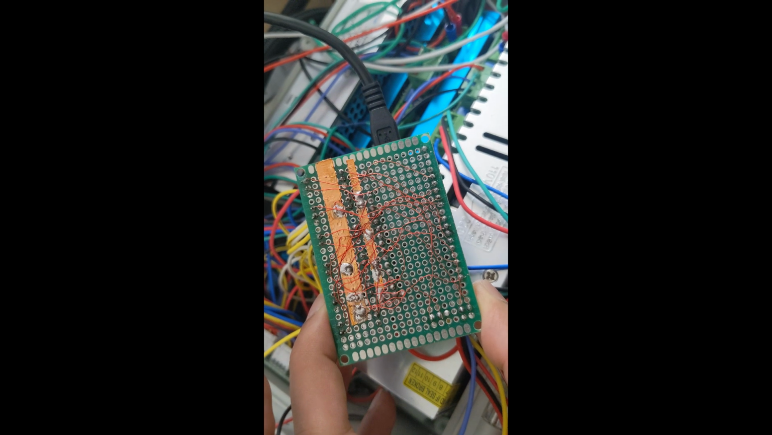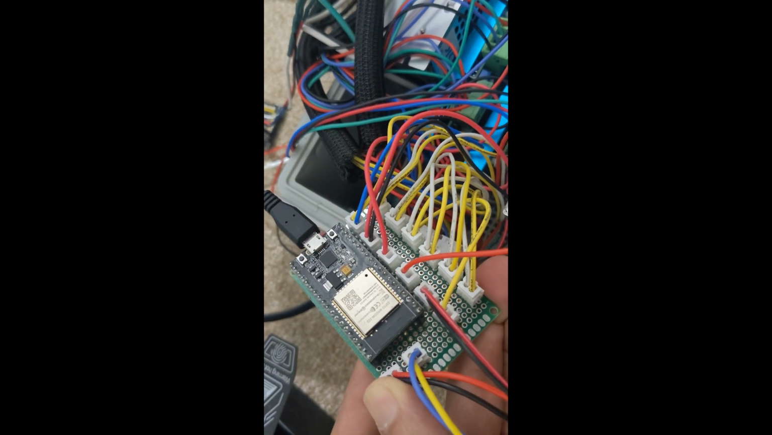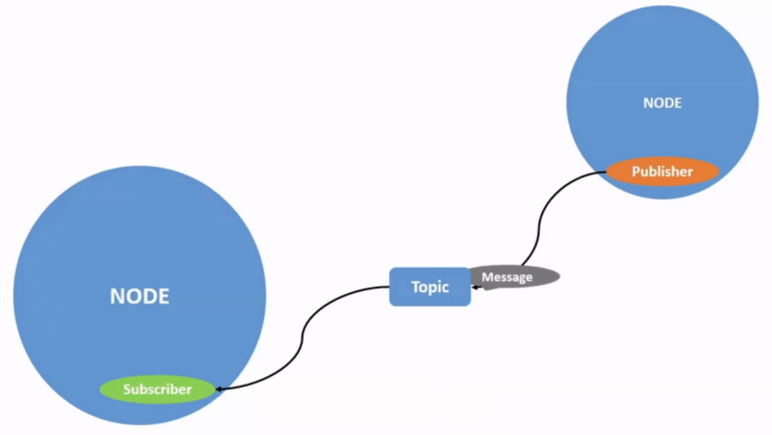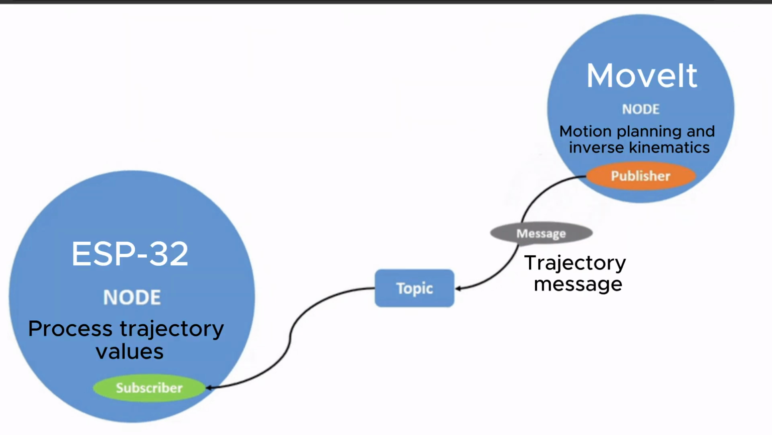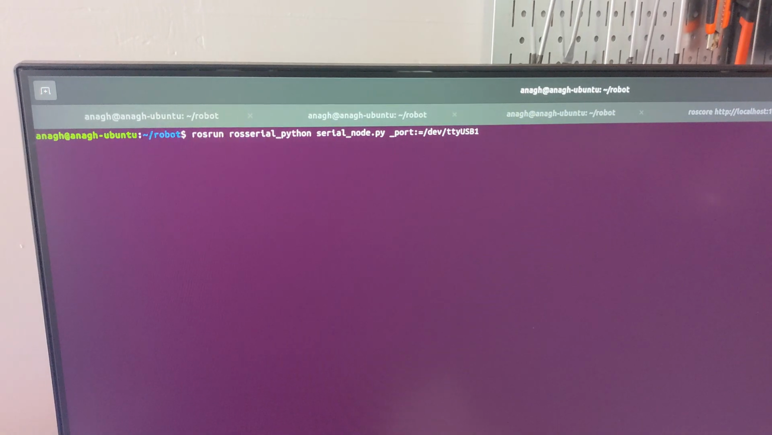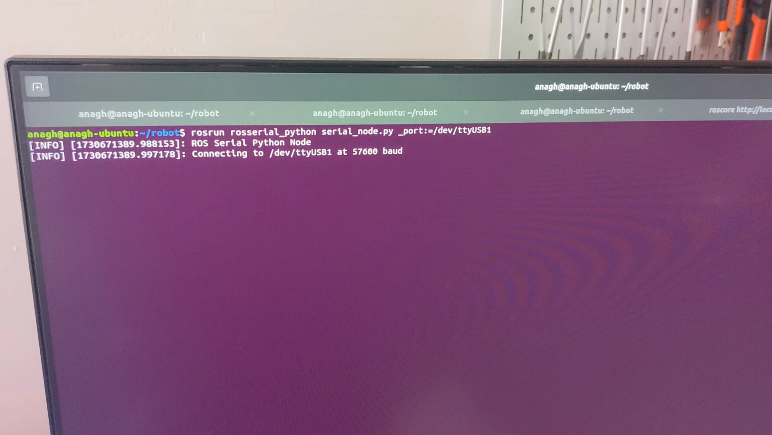In order for me to be able to send the motion trajectory to the ESP32, I needed to create what's called a ROS node on the ESP32. Nodes in ROS can publish or subscribe to topics. These topics contain messages which can be processed by the nodes. In our case, the ESP32 node will subscribe to the trajectory message published by MoveIt and then retrieve joint angle values from that message so that it can tell the motors how many steps to move. Sounds simple in theory, but it proved to be a nightmare to implement.